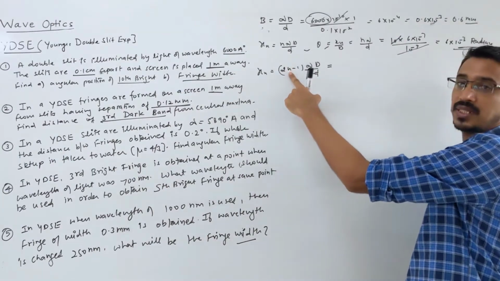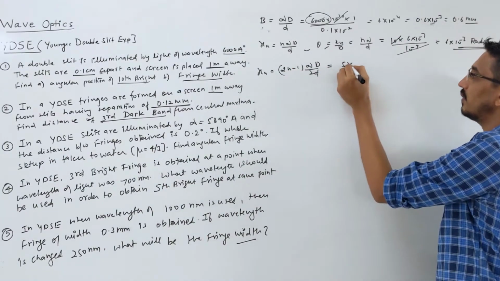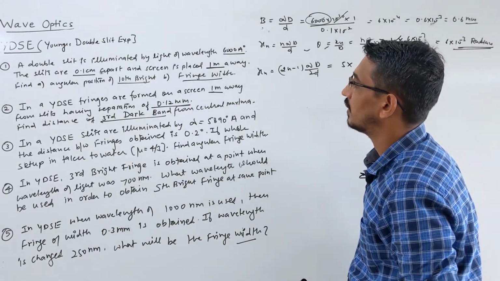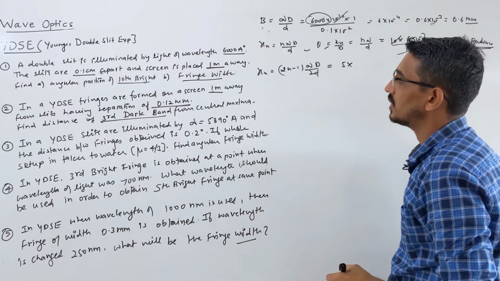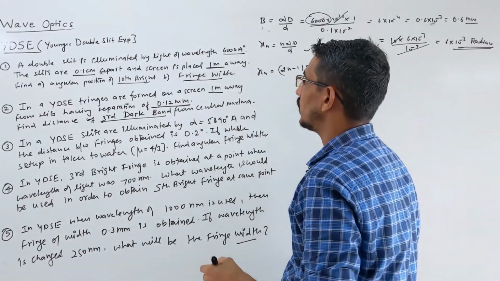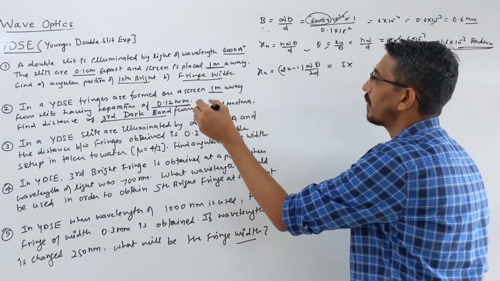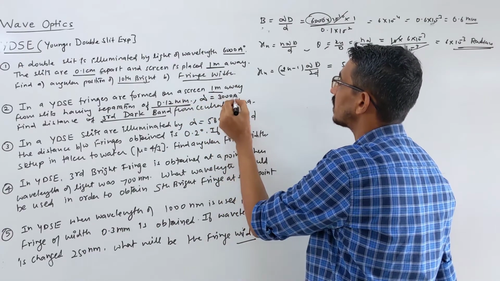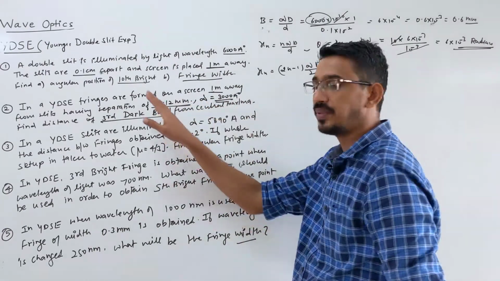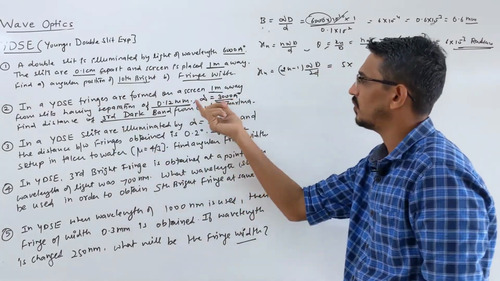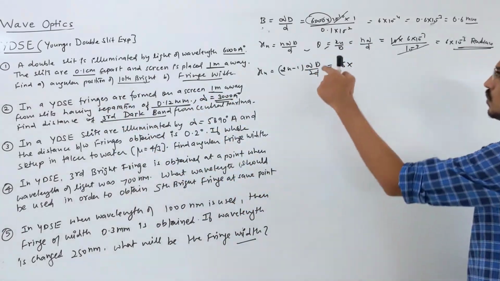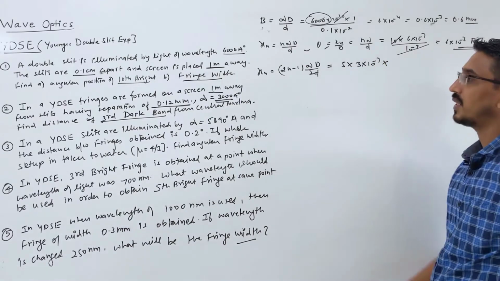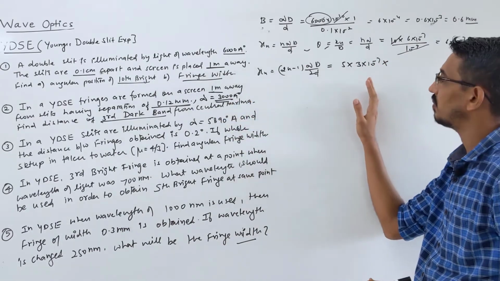2 into 3 is 6. 6 minus 1 is 5. This is 5. Wavelength is given to you. Correct? Wavelength I have actually missed in this question. I did not mention it to you. So you have to take a wavelength, otherwise you cannot find it. Let's say the wavelength is given as 3000 angstrom. I missed the wavelength here, so please write down some value. Let's say 3000. So wavelength is 3 into 10 power minus 7 meter. 3000 angstrom is 3 into 10 power minus 7 meter.